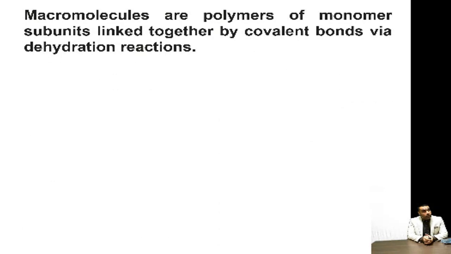Actually, we have 4 types of macromolecules, and macromolecules are polymers of monomers. Mono means single, poly means more than one. Monomer subunits are linked together by covalent bonds via the dehydration reaction. That means after every single reaction, you have to take off one molecule of water, H2O.